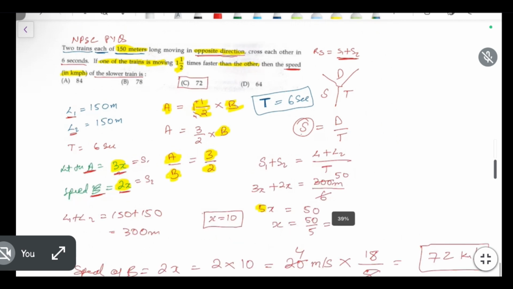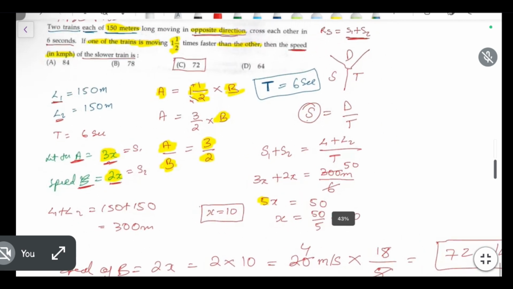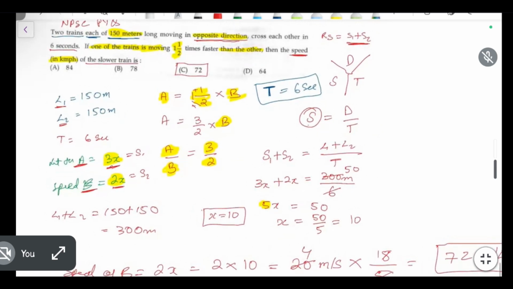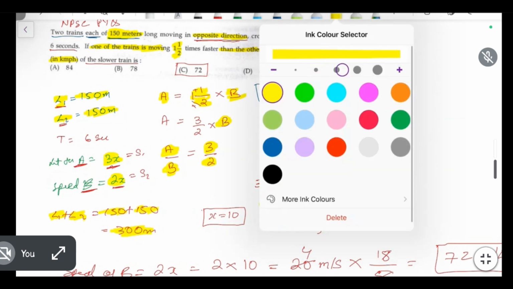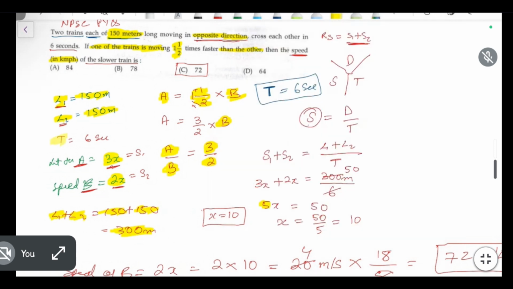I'll repeat again for the last time and we'll wrap up here for tonight. There are two trains of same length, 150 meter. So the length of the first one is 150 and the length of the second one is 150. So the distance here will be the length of the first one plus length of the second one, which is 150 plus 150, which is equal to 300 meter. That's what we have. Now, the time taken here, it is given as 6 seconds because they cross each other in 6 seconds. And the second part is they are traveling in the opposite direction.